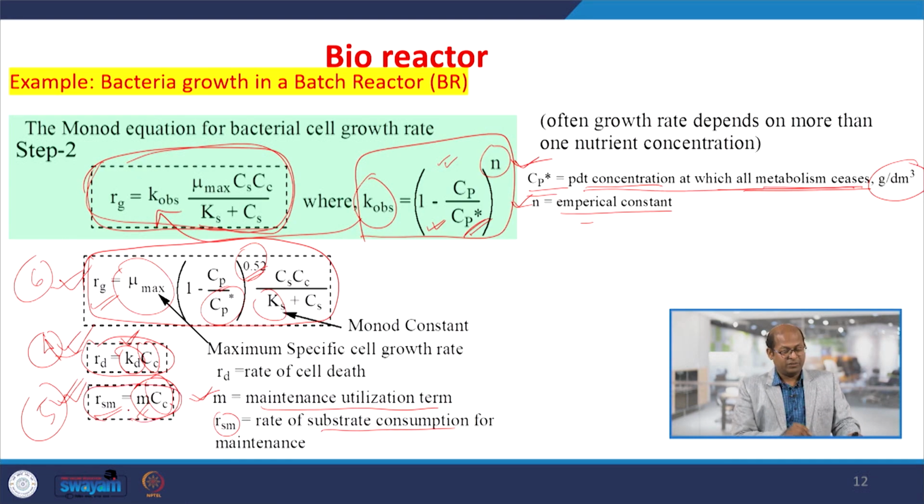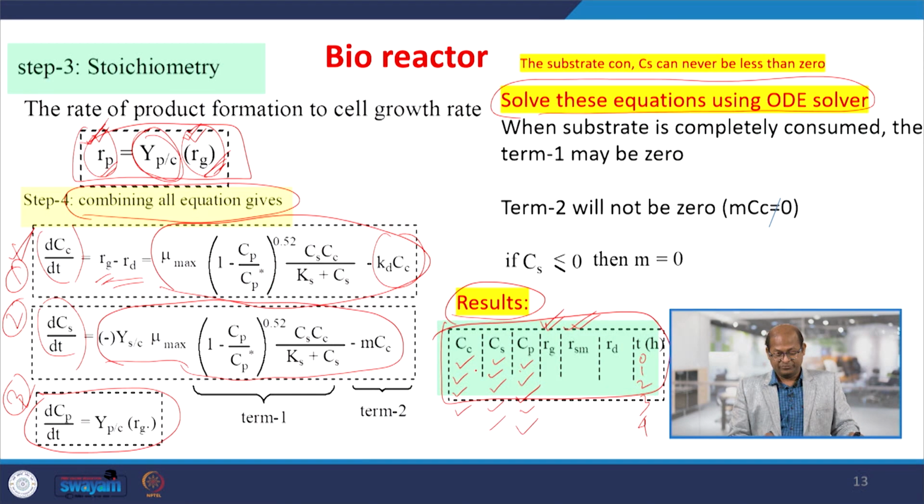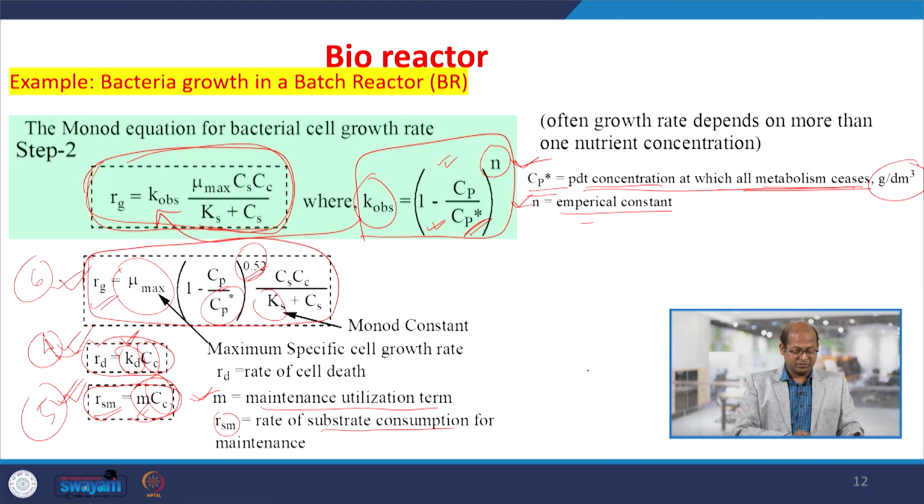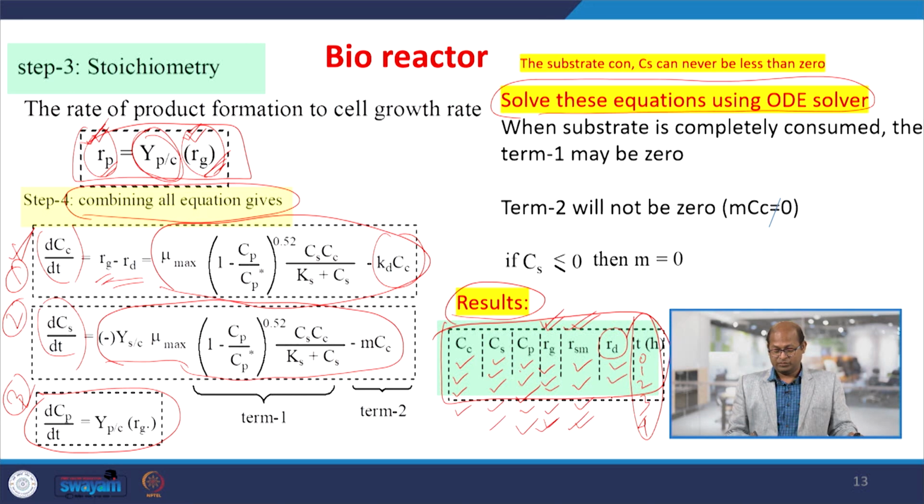So, if you know the cell concentration at different times, then the RSM value we can also find out. By solving these equations we can get Rd, the rate of cell death after a particular period of time, the rate of cell disappearance. That we can also find out by using equation 4. There we only have to put the cell concentration, as the Kd value is given. Then the Rd value we can also find out.